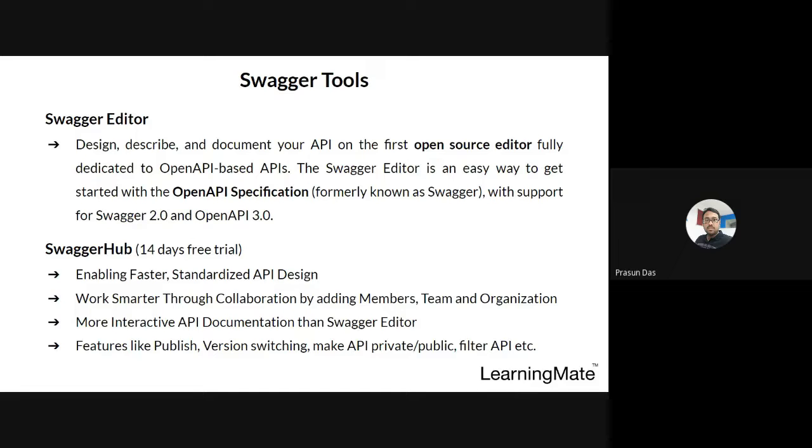SwaggerHub has more interactive API documentation than Swagger Editor. Swagger Editor only does one specific job, but here we can use many features, like publish. We can publish an API and unpublish that API again. There is version switching: we can version that API, go to the previous version, and switch the version as well. We can make the API private or public, and we can filter the APIs from the API listing page. So there is some interactivity in SwaggerHub. But keep in mind, this is a 14 day feature.